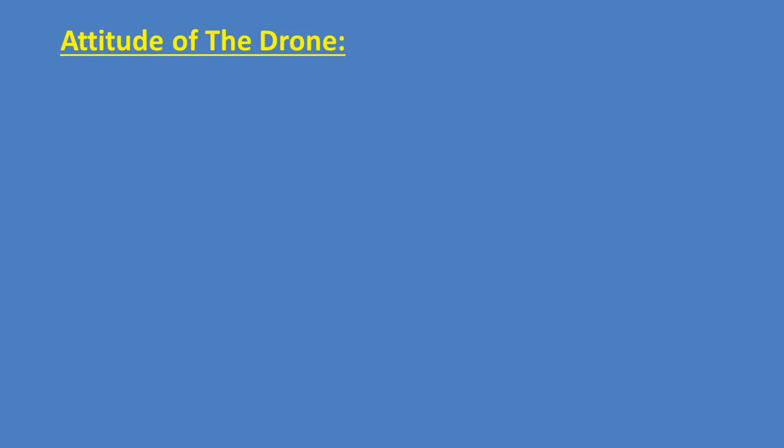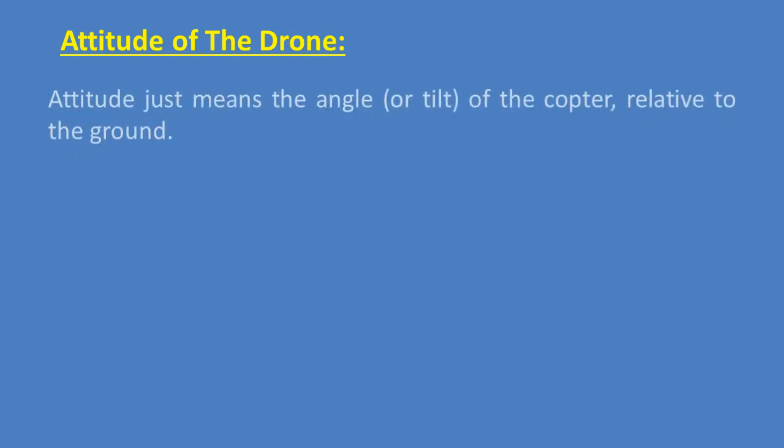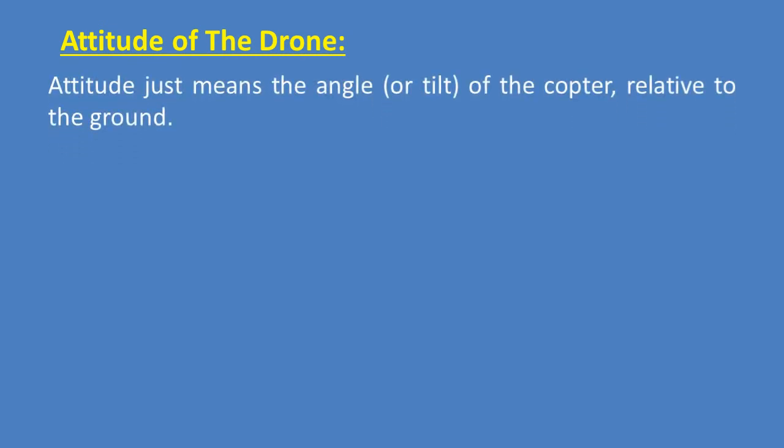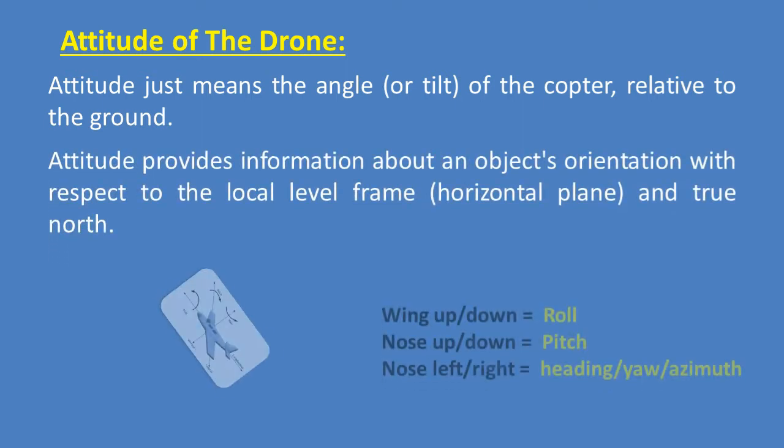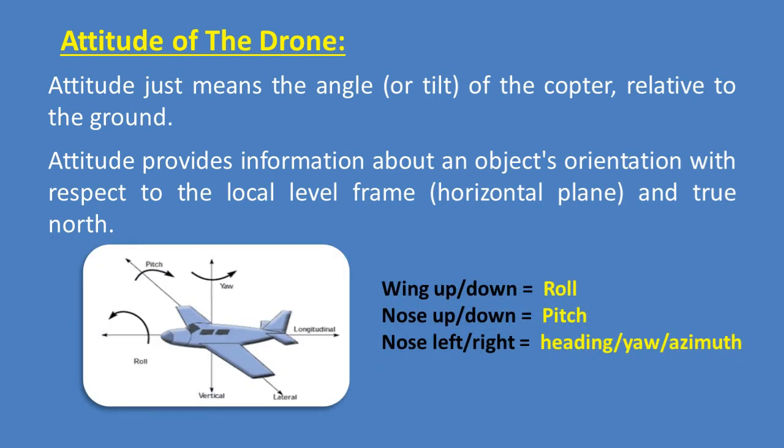Attitude of the drone. Attitude just means the angle or tilt of the copter relative to the ground. Attitude provides information about an object's orientation with respect to the local level frame, that is, the horizontal plane and true north. The image shown here is a flight.